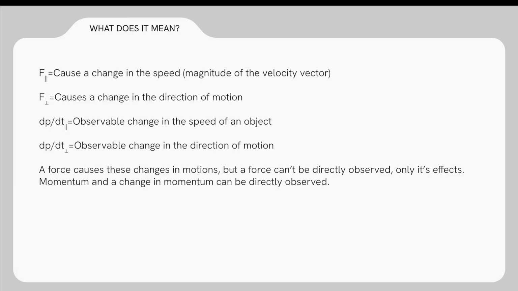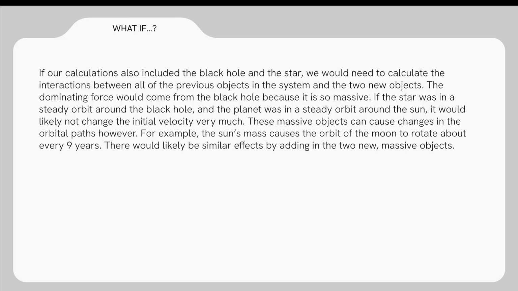Now, what if? If our calculations also included the black hole and the star, we would need to calculate the interaction between all of the previous objects in the system and the 2 new objects. The dominating force would come from the black hole because it is so massive. If the star was in a steady orbit around the black hole and the planet was in a steady orbit around the sun, it would likely not change the initial velocity very much.